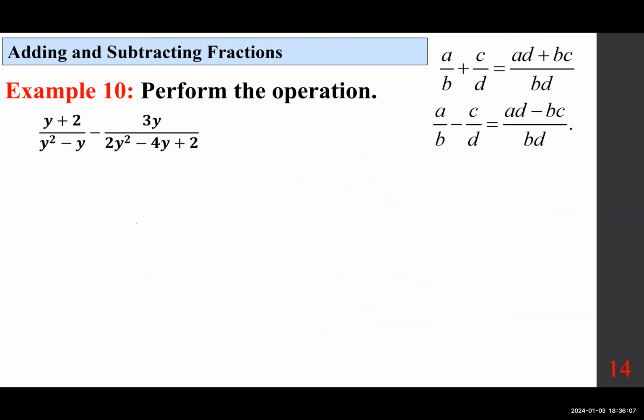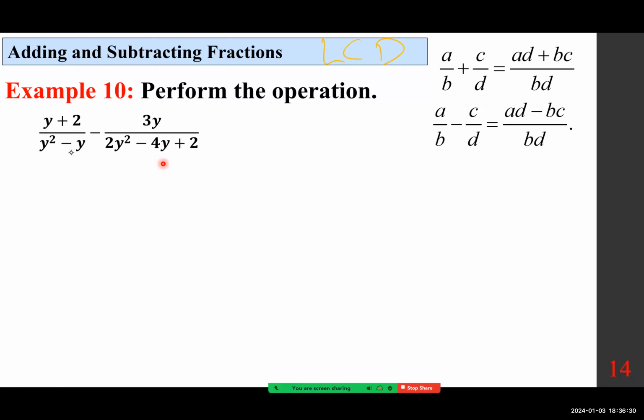All right, we want to perform the operation. In this case, we want to add or subtract. And whether you want to add or subtract fractions, you have to have the same denominator. So you come up with the LCD, the least common denominator. And to come up with that, you need to factor both denominators.